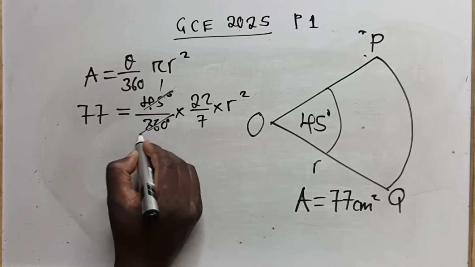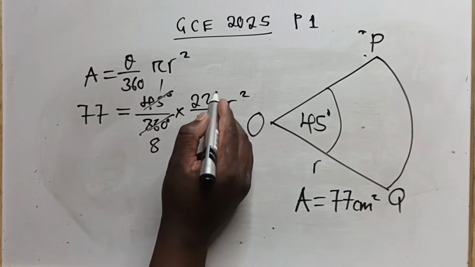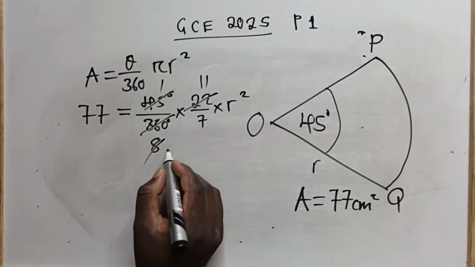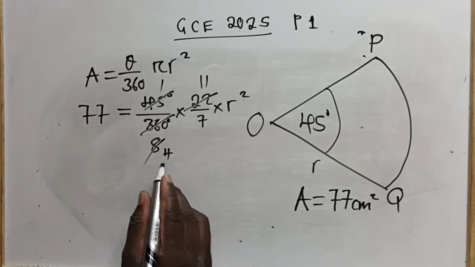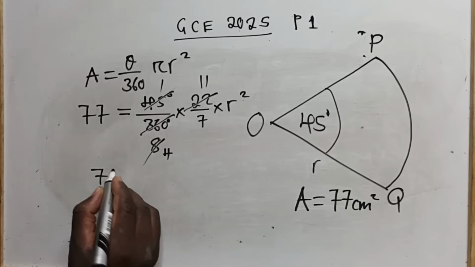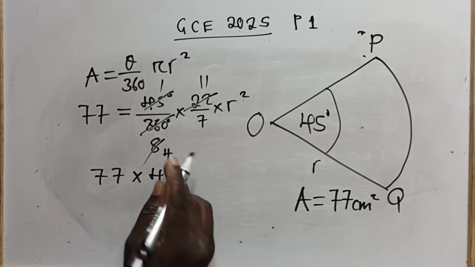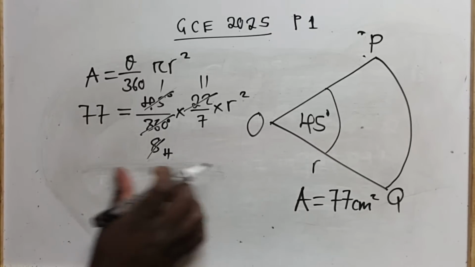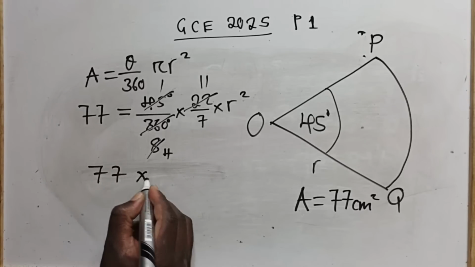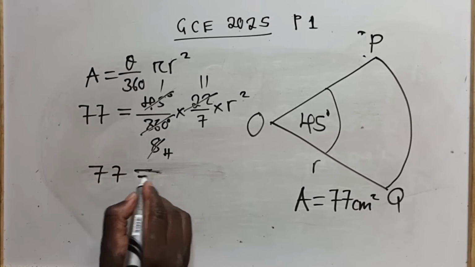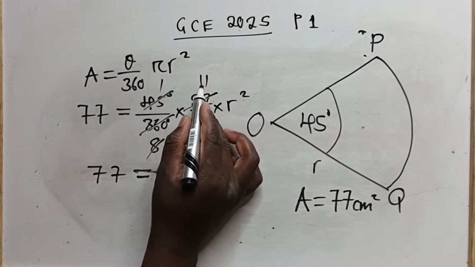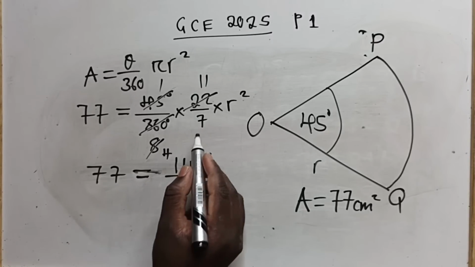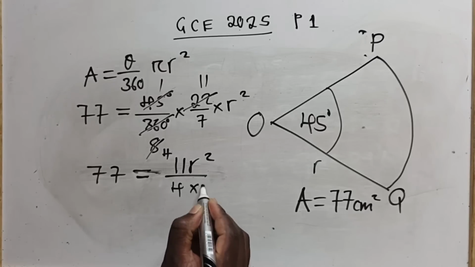So we can reduce things here, and in reducing things, we can say 45 in itself, it's a 1. In 360, it's 8. 2 into 22, it's 11. Into 8, it's a 4. So now here we can say 77 times 4. This 4 we cross multiply times 7. Or let me clean up like this so that you understand. 77 is equal to 1 times 11 times r squared, it's 11r squared over 4 times 7.